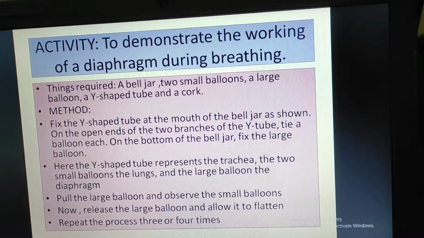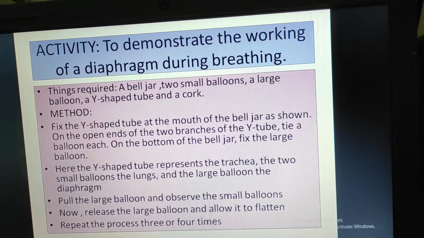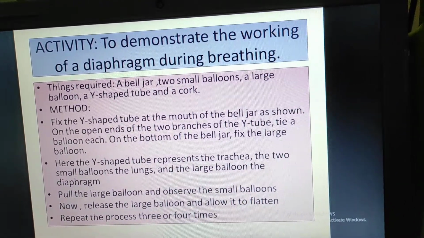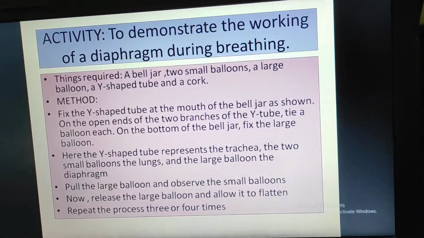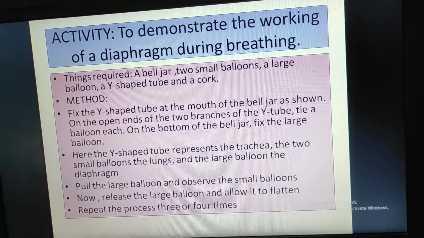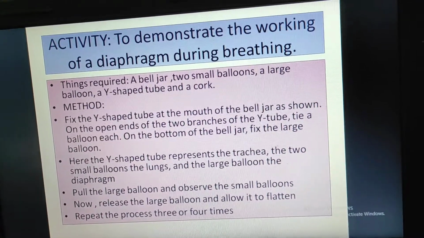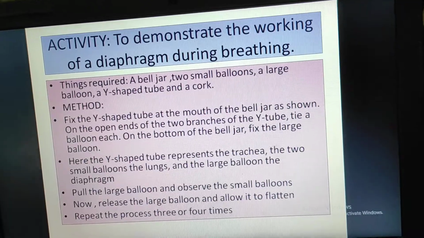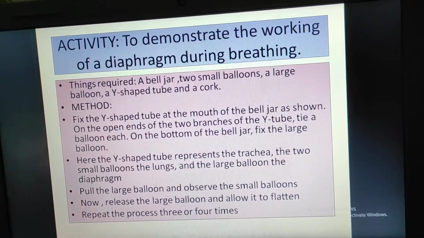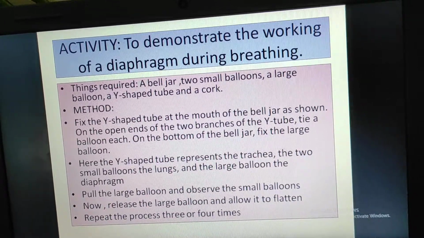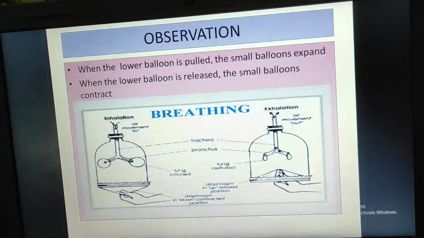On the open ends of the two branches of the Y tube, tie a balloon each. On the bottom of the bell jar, fix the large balloon. Here the Y-shaped tube represents the trachea, the two small balloons the lungs, and the large balloon the diaphragm. Pull the large balloon and observe the small balloons. Now release the large balloon and allow it to flatten. Repeat the process 3 or 4 times.